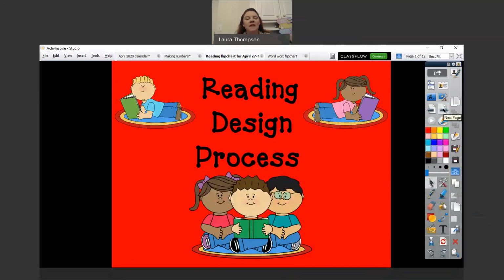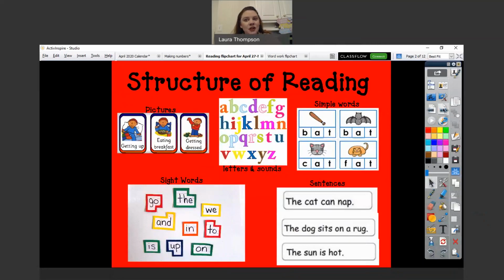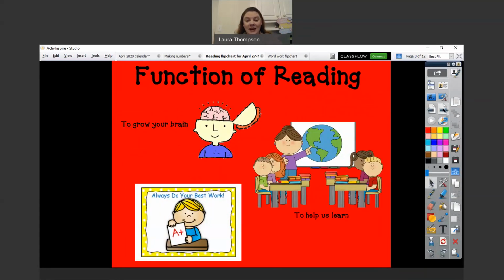So, we have our reading design process. And we talked about structure yesterday. The structure of reading is what it looks like, how it's made. So, the structure of reading, what it looks like is pictures, letters and sounds, simple words that you can put your letters and sounds to build, sight words that you just have to know in order to read the sentence, and then sentences. All of that's put together to make sentences. The function of reading is to grow our brains, to help us learn, and to always do our best work.